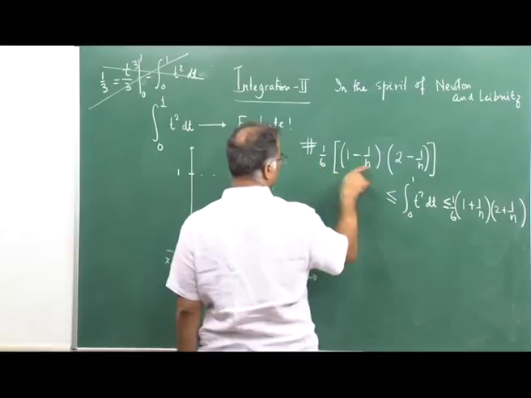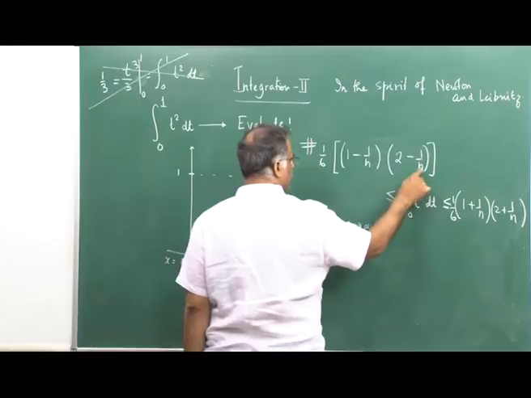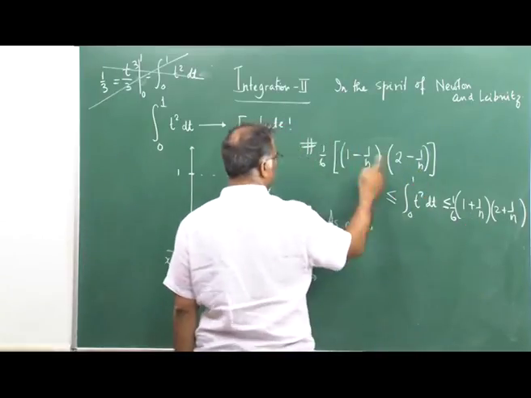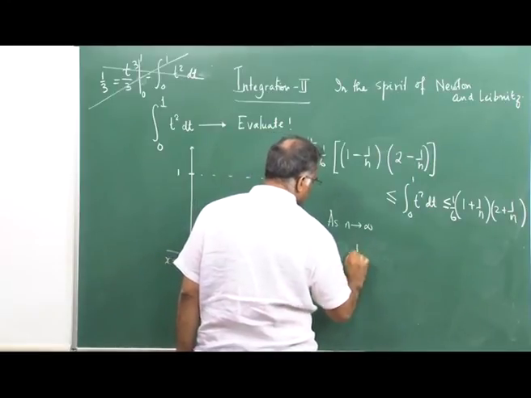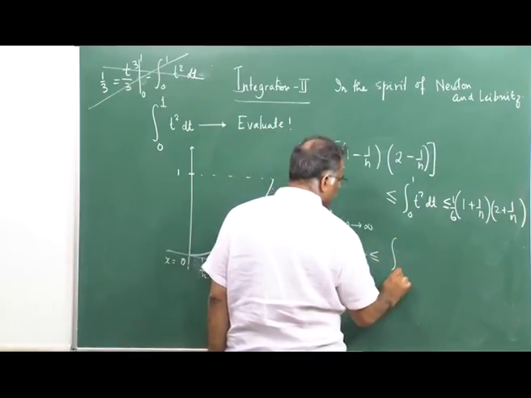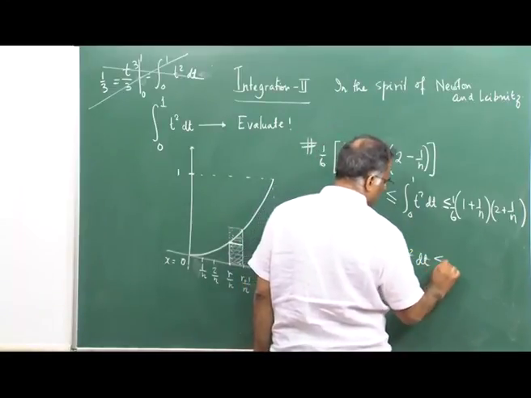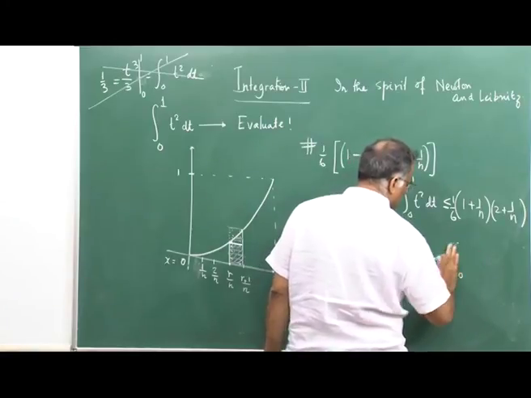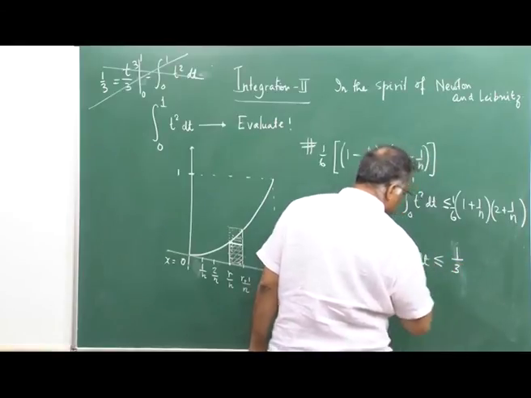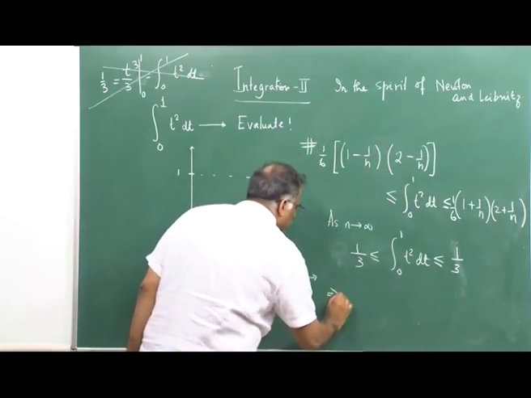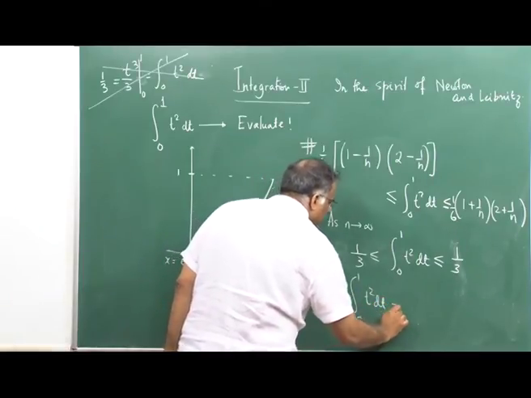So now if I take the limit as n tends to infinity, this 1 by n thing will go to 0, and this 1 by n thing will go to 0. So it will be 2 by 6, which is 1/3, is less than equal to the integral from 0 to 1. This is independent of that n. Here also it is 2 by 6, which is 1/3. So which means what? This means the integral from 0 to 1 of t square dt is equal to 1/3.